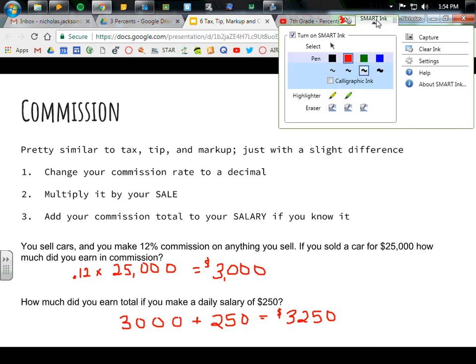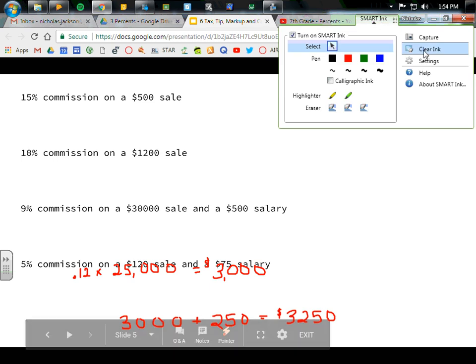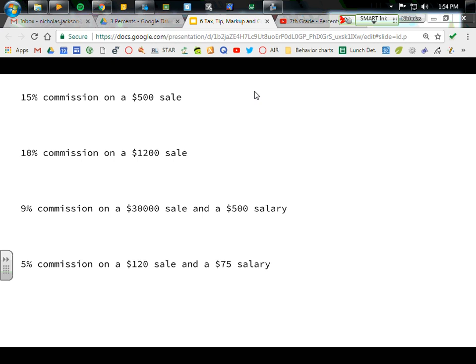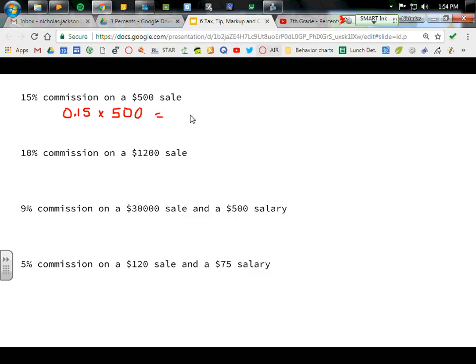All right. Let's do one or two more examples. Okay, we'll do two. So let's say you made 15% commission on a $500 sale. Maybe you sell large appliances. So we would change our commission rate to a decimal. We would multiply it by our sale. So in this case, you made $75 in commission. And for this question, that's all you'd be required to do. You could stop there. It's not asking you for your total bring home pay. It just wants to know what your commission is.